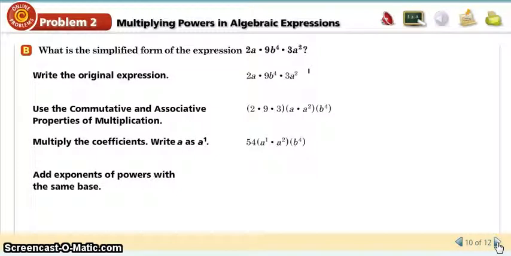Add the exponents of powers with the same base. Now, simplify the exponent. And that's your answer. That's the simplified version of that algebraic expression.